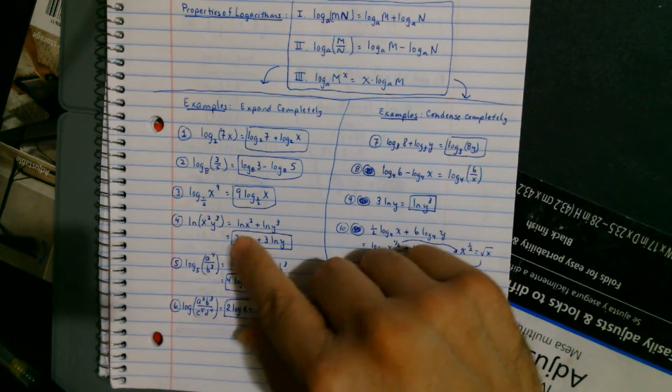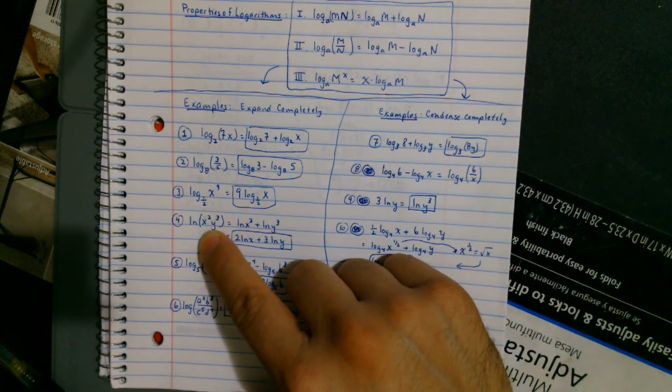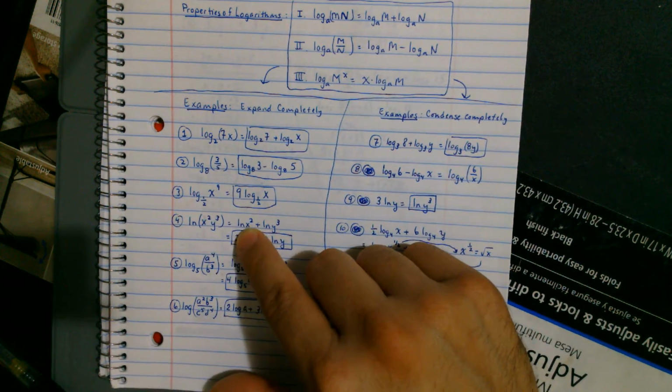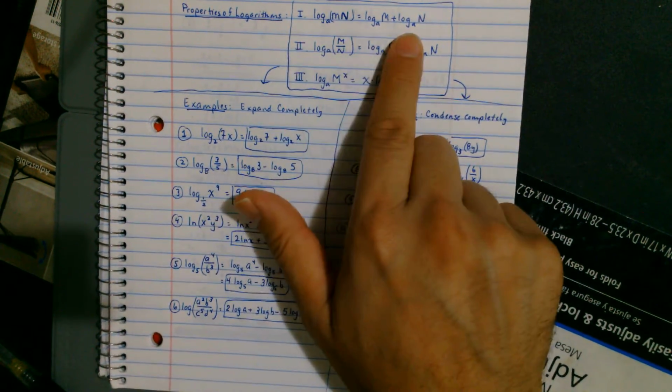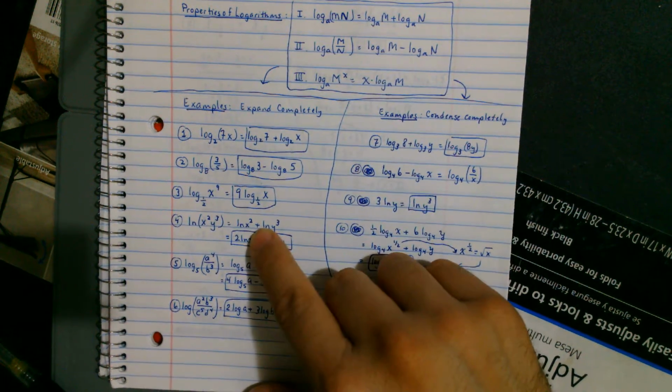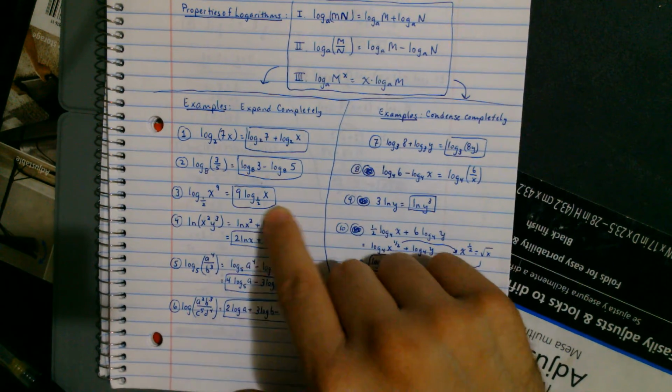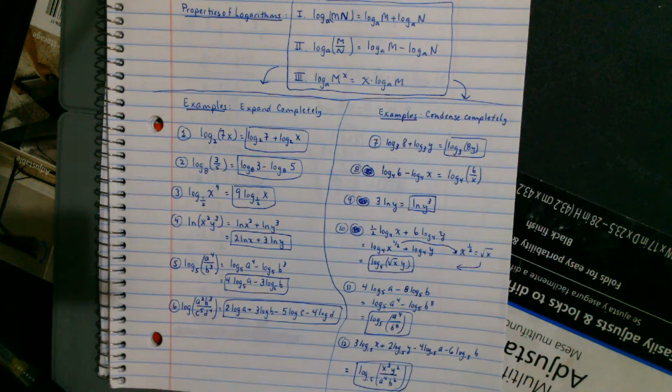That's all it says. So if I have the natural log of two things multiplied, x squared and y to the third, I separate it to addition because multiplication goes to addition. But in each one, I still have powers left. So I'm going to use the third rule and put the power in front. So 2 natural log of x plus 3 natural log of y.